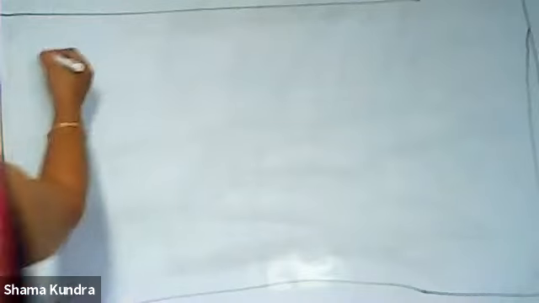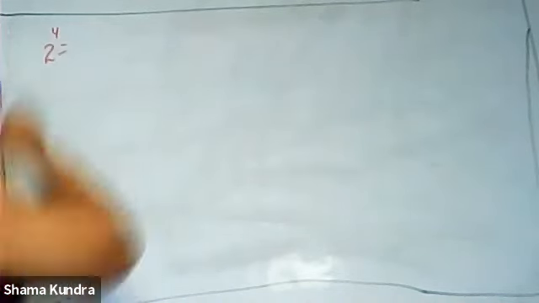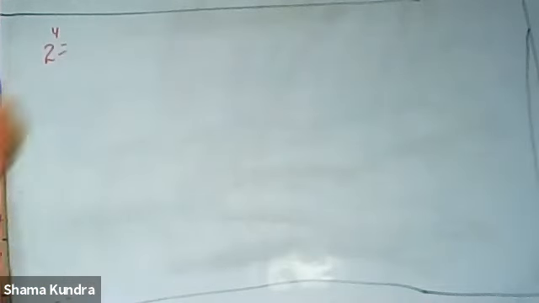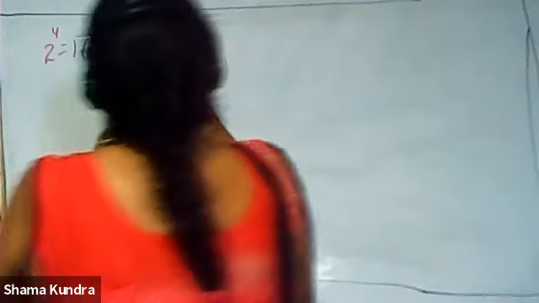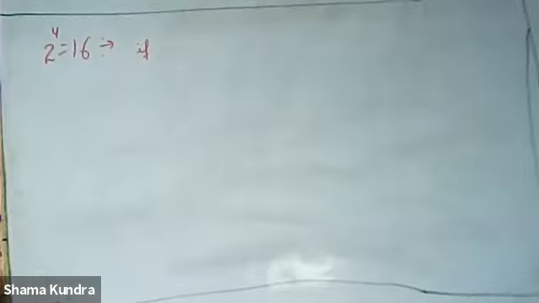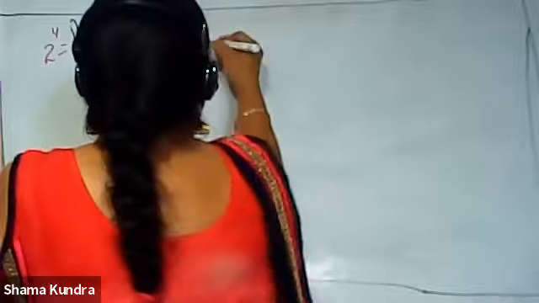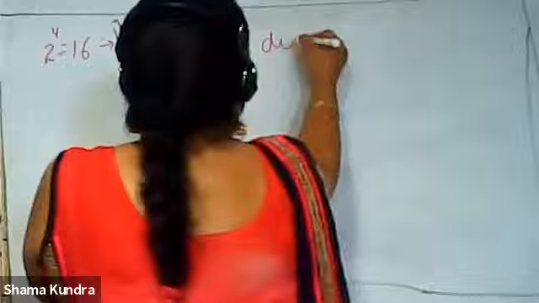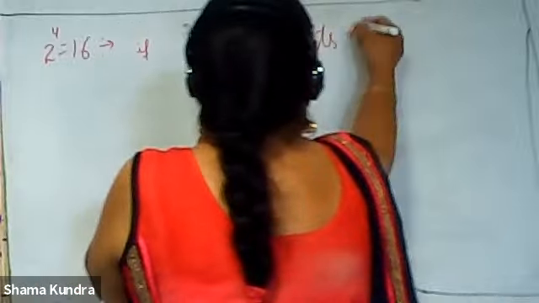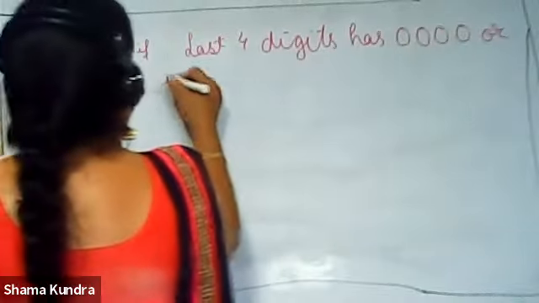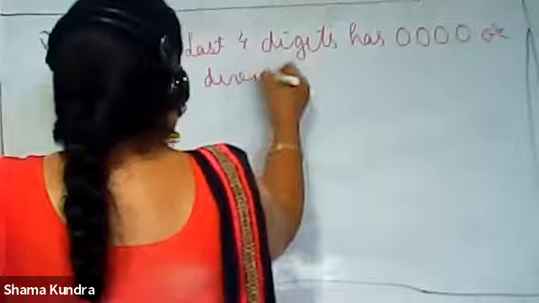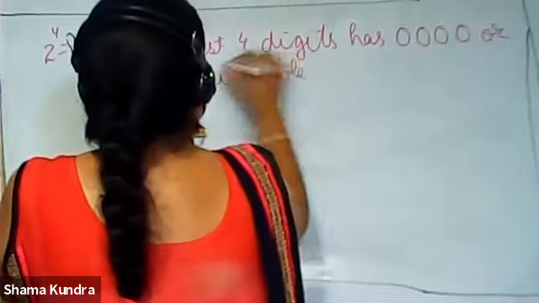Next is 2 raised to power 4, or you can say the divisibility rule for 16. A number is divisible by 16 if the last 4 digits have 0, or if the last 4 digits are divisible by 16.